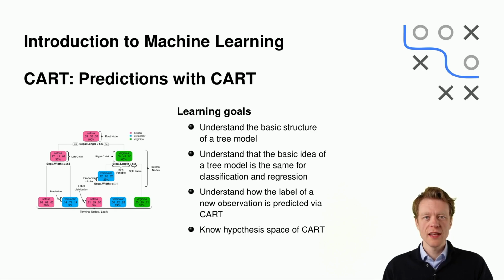I'm Ludwig Botmann, and today we will speak about classification and regression trees, specifically about how to predict with a CART. You should understand the basic structure of a tree model. You should also understand that the basic idea of a tree model is the same for classification and regression. You should understand how the label of a new observation is predicted via a CART, and finally, you should know the hypothesis space of CART.